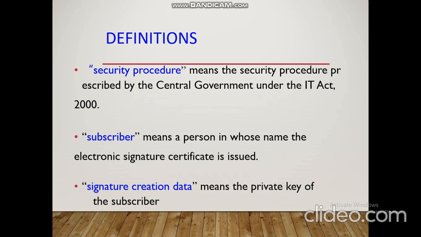A security procedure means the security procedure prescribed by the central government under the IT Act 2000. And what is a subscriber? A subscriber means a person in whose name the electronic signature certificate is issued. Signature creation data means the private key of the subscriber. So a subscriber will have a private key. To create any signature on a particular document, he has to have the private key. That means a subscriber has to have a private key.